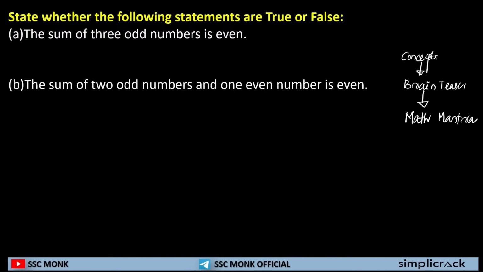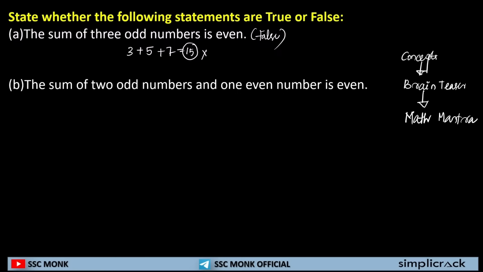Now see, the first question is: the sum of 3 odd numbers is even, whether it is true or false. Now see, sir, you told us any number which is divisible by 2 is an even number, or even numbers will have 0, 2, 4, 6, 8 in its unit digit. So sir, let's write 3 odd numbers, 3 plus 5 plus 7. These are odd numbers. Now if I add it, 3 plus 5 is 8, 8 plus 7 is equal to 15. Now is 15 an even number? No. So that means this is false. Clear? Sorted?